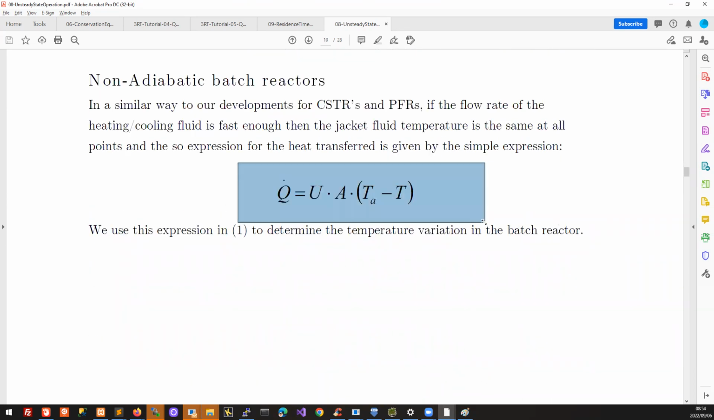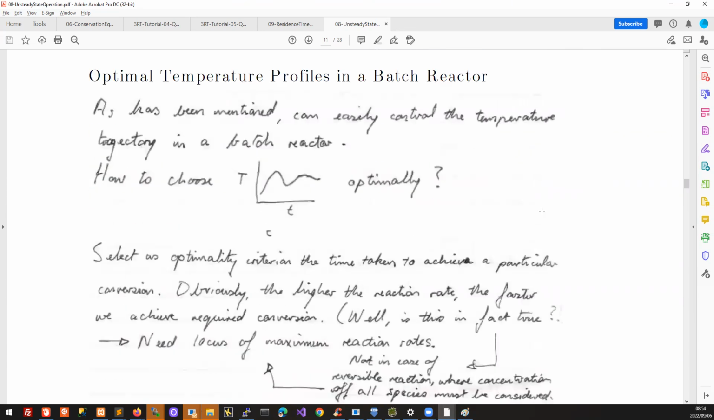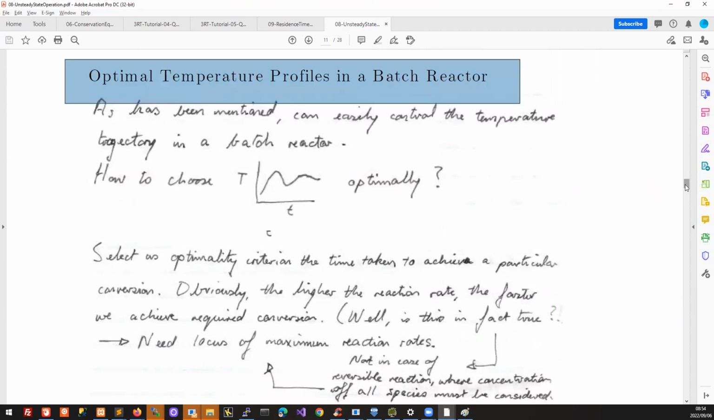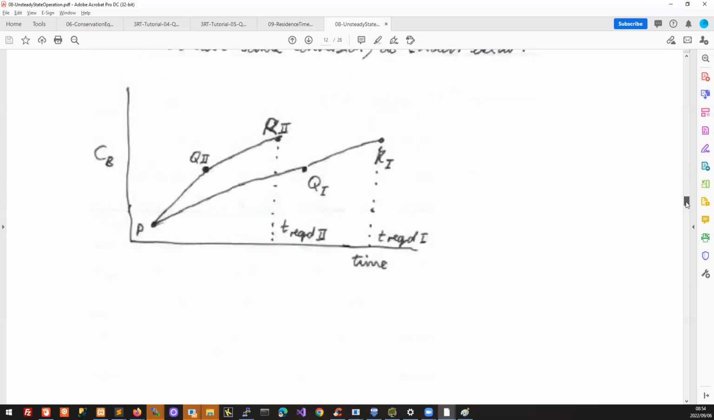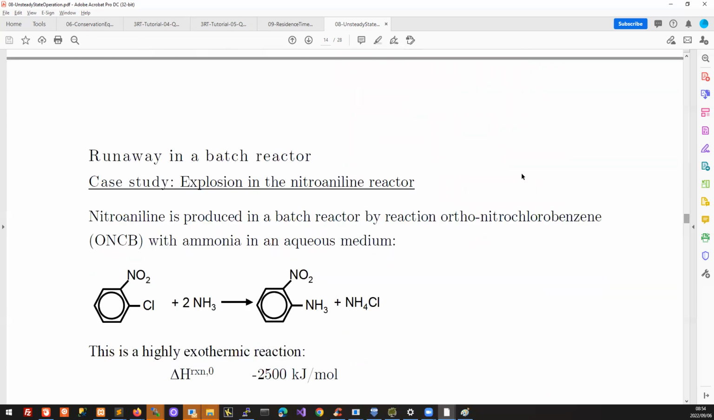So for non-adiabatic reactors, we already did this. In the case of the CSTR, we had shown if your heating medium temperature is T_a, then this is your overall rate of change of energy. Okay, and then for optimal temperature profiles in your batch reactor, of course, we had defined the isorate lines and the maximum rate path. And let's just get this up quickly.